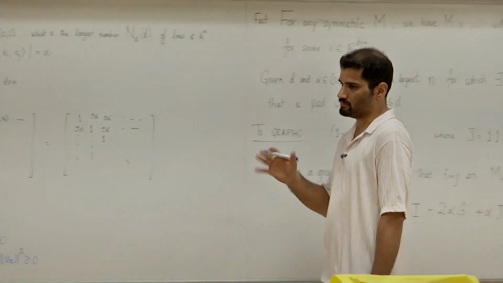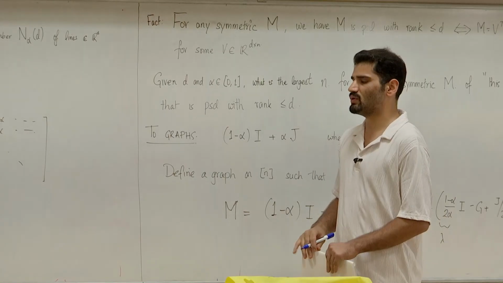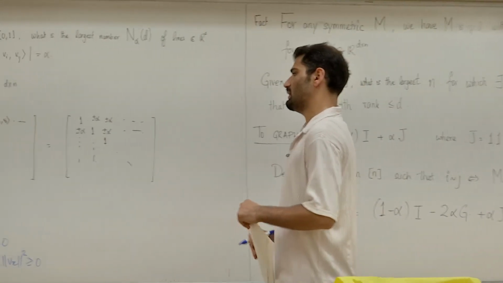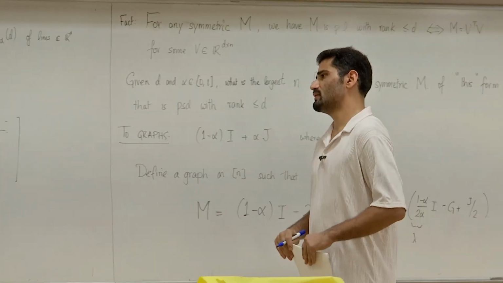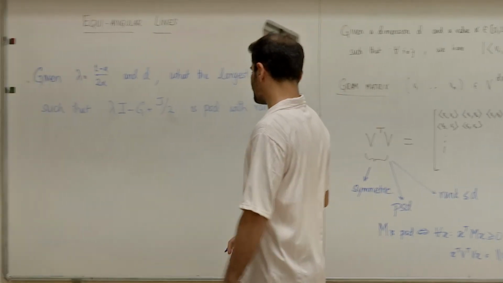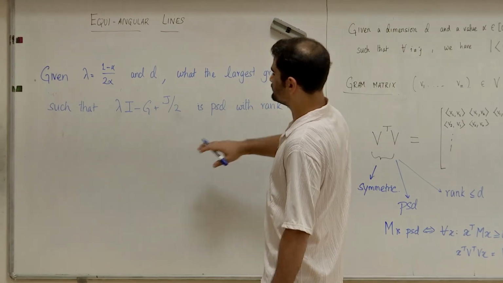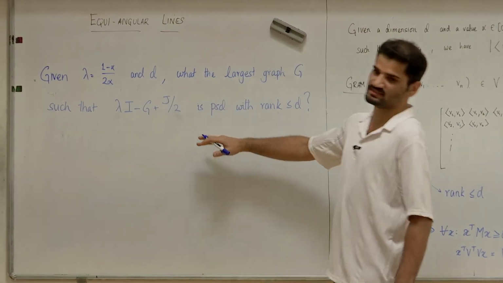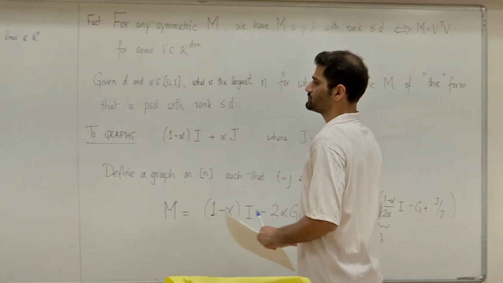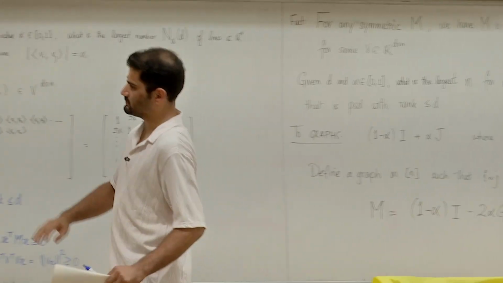We will prove both directions. Not equality, but D plus O of D, right? Something like that, yeah. So we want the largest graph such that this matrix is PSD with rank less than or equal to D. This is our question. Let me erase the rest of it so you can focus on this.